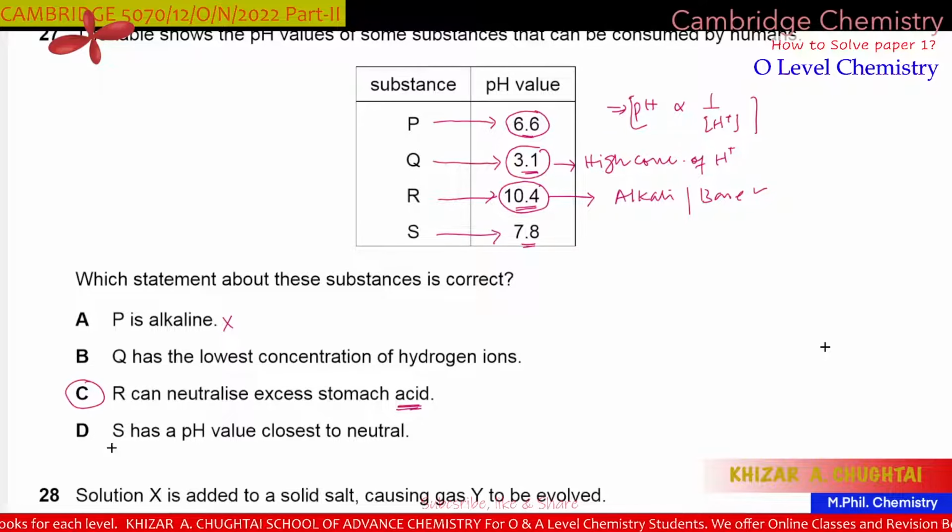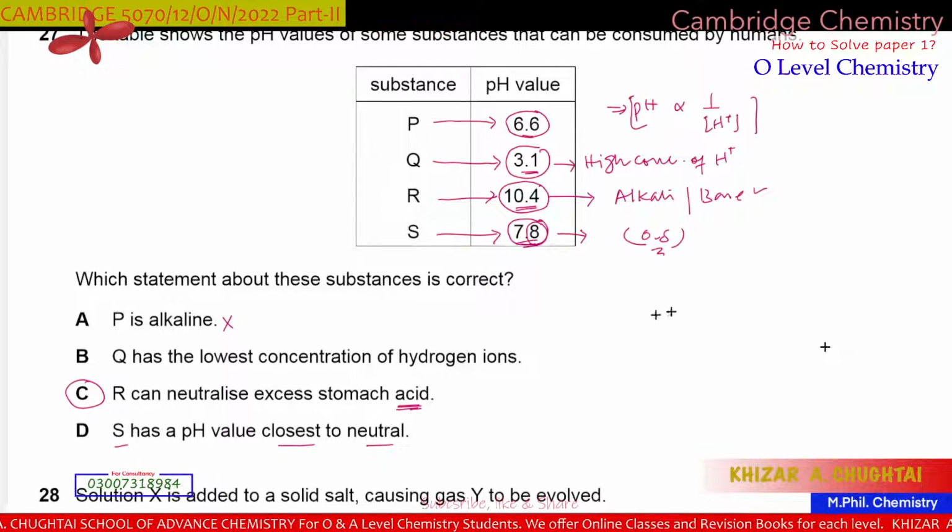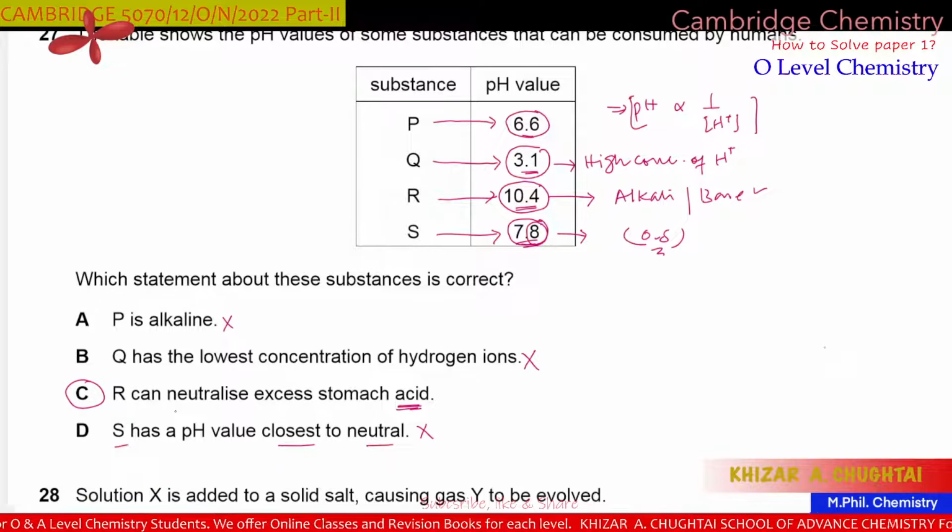However, let me check the D. S has a pH value closest to the neutral. No, it's more than that of 7, than that of the neutral. There is a 0.8 pH difference over here. So it is not a very minute difference. You can say it's a high difference. And so this one is not closest to the neutrality. So again, D is incorrect. A is incorrect. B is incorrect. Confirm that C is the correct option.